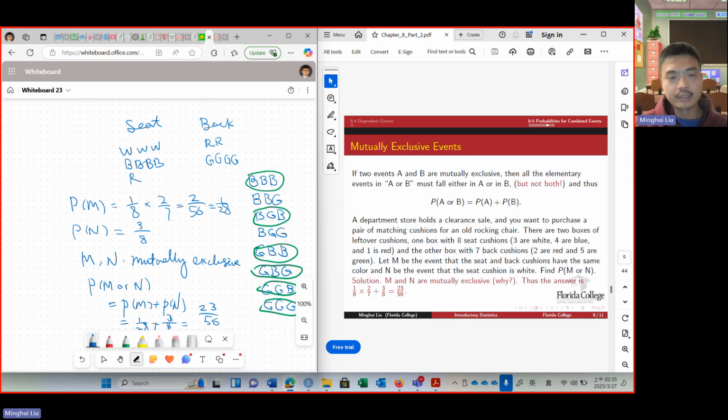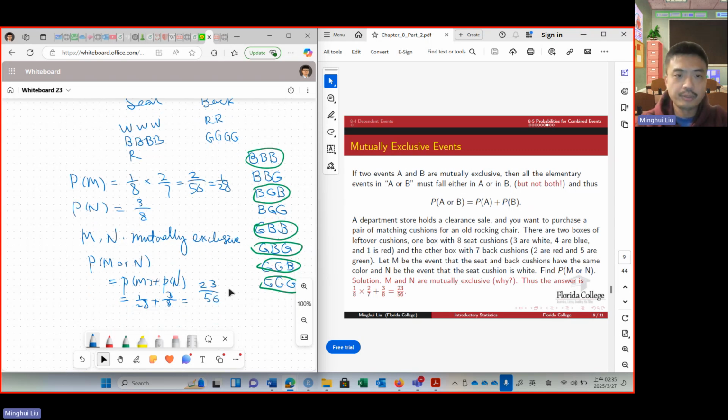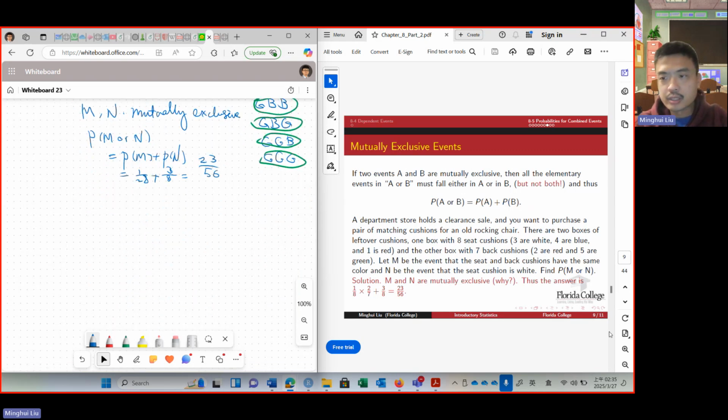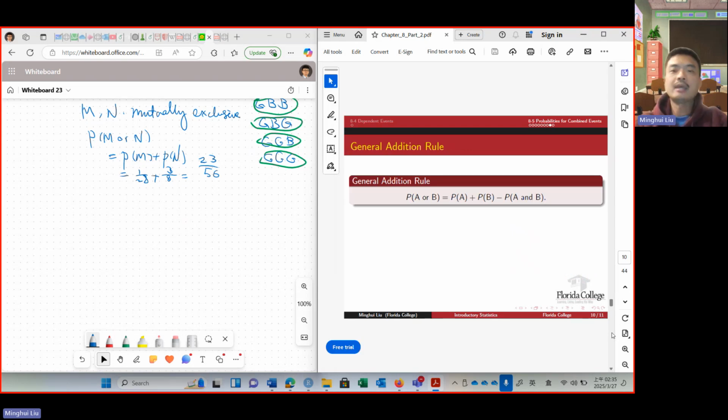So that's how you calculate the probability of two mutually exclusive elements. And now, what if they are not mutually exclusive? We have the general addition rule. What this means, think about that. If you have two events, they are not necessarily mutually exclusive.